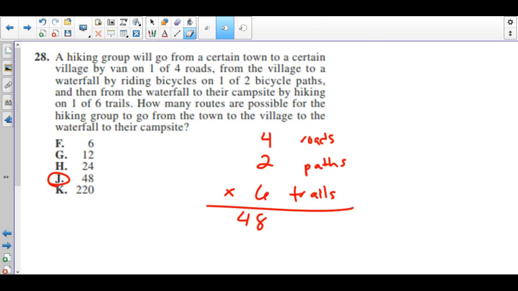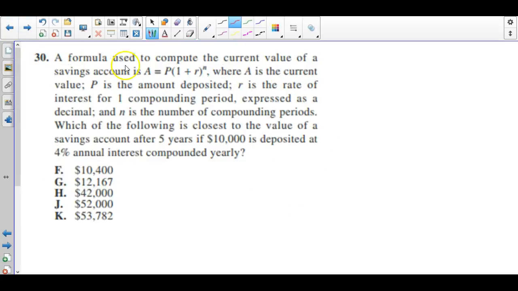Okay. Next one, formula used to compute current value in a savings account. So this is an interest formula. So A is the current value, P is the amount deposited, called principal, R is the interest rate for one compounding period expressed as a decimal, which is huge, and N is the number of periods. They're really just going to have you substitute some values in here. Which is the closest value of the savings account after 5 years? And we have $10,000 deposited at 4% annually and compounded yearly.